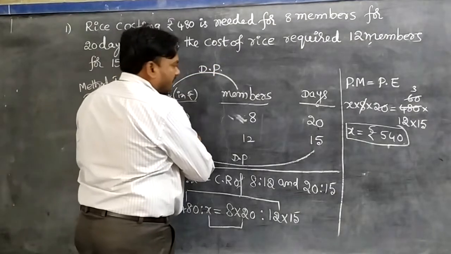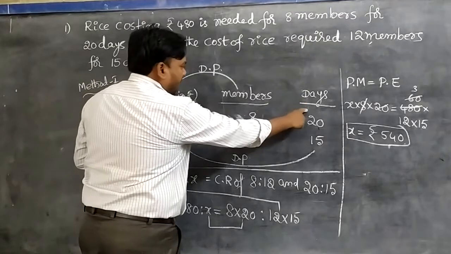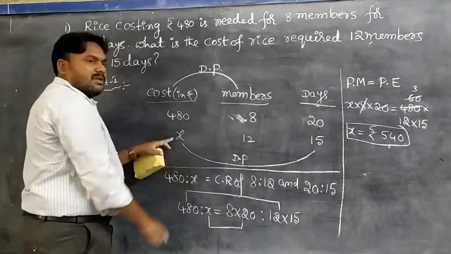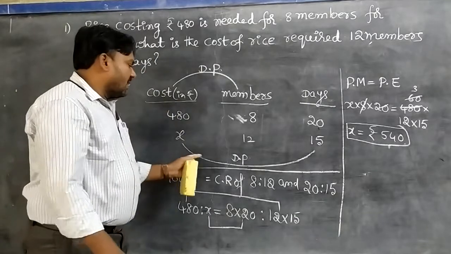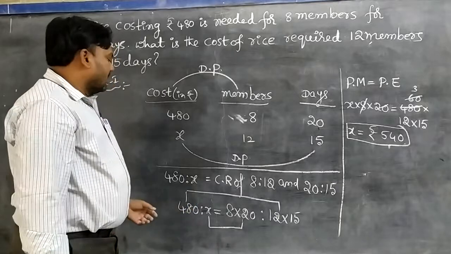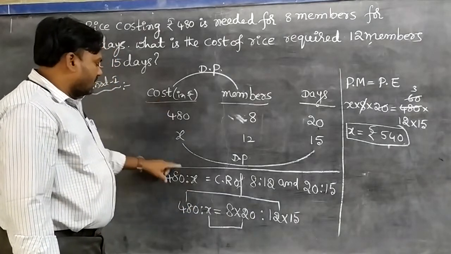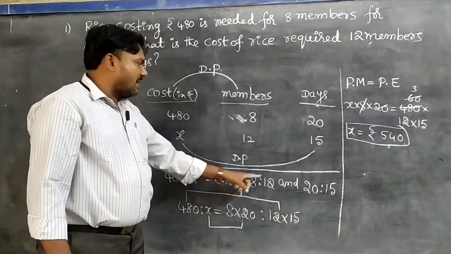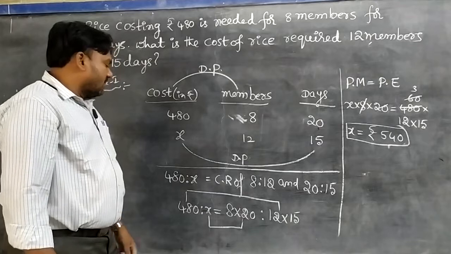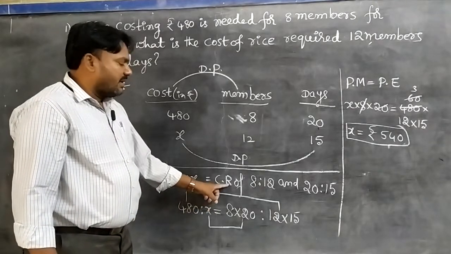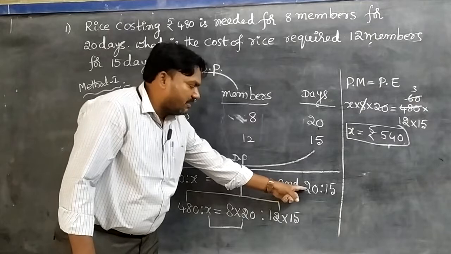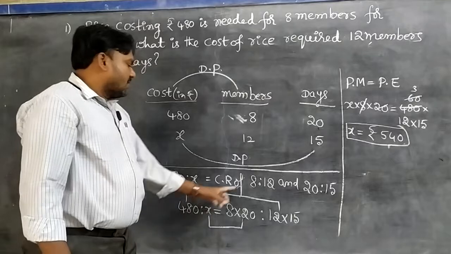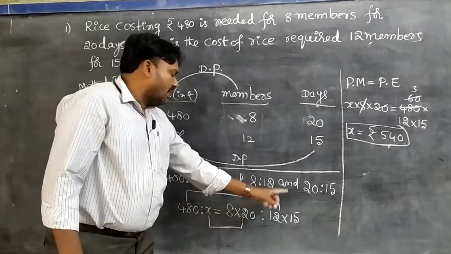Next, the first quantity, where we find the value, and also the last quantity. Here also observe days and cost. If days decrease, cost value also decreases. Both are in the same direction, so here also both are in direct proportion. Then take the ratio 480 is to x. Next, the compound ratio of 8 is to 12 and 20 is to 15. 480 is to x equal to the compound ratio, meaning product of antecedents, the first values, and product of consequents, the second values. So 8 into 20 is to 12 into 15.